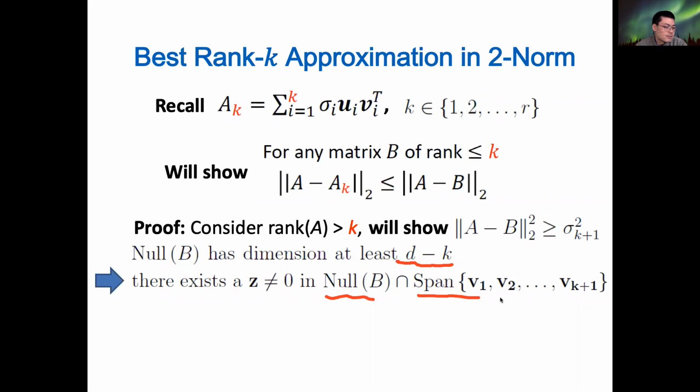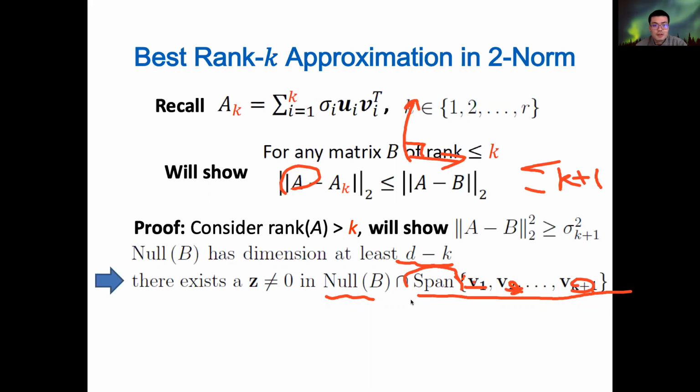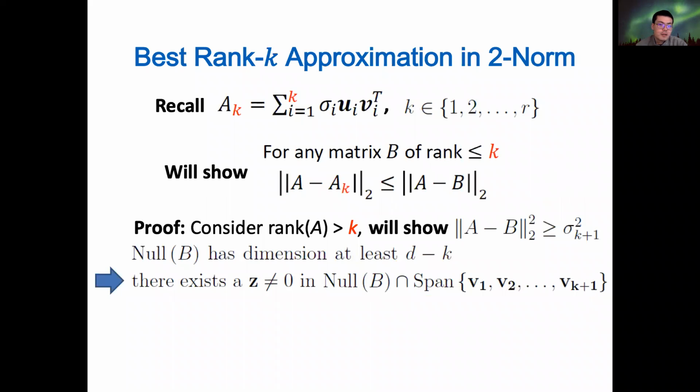And if you look at the span of the first k plus 1 dimensions in A, v1, v2, all the way to v k plus 1, how many dimensions do we have in this span? Who can tell me? The answer is k plus 1. There are k plus 1 of them. The span has at most k plus 1 dimensions, and we want it to be exactly k plus 1, so there is no overlap of any information. Each one is a new dimension. So we have k plus 1 dimensions here.